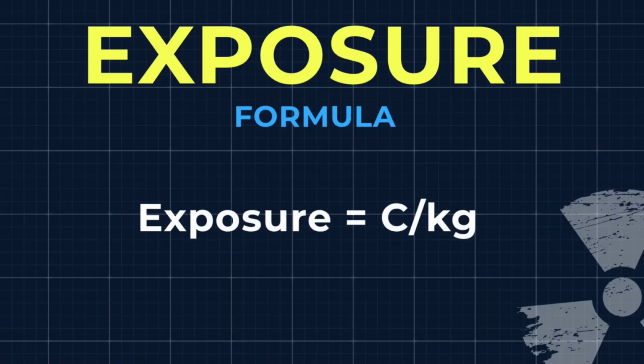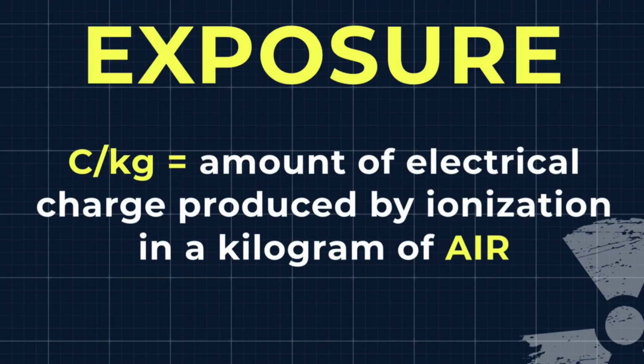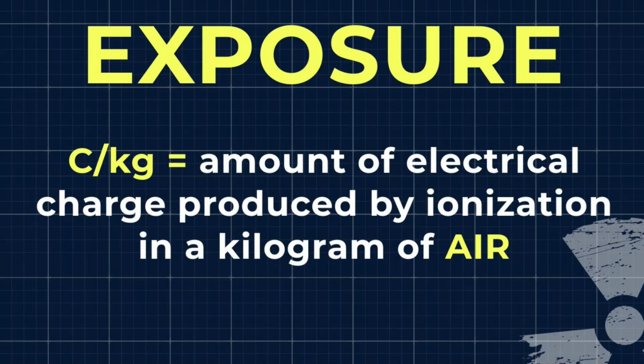Now, if we were to solve for exposure, the formula would be as follows. Exposure equals charge divided by mass of air, where the charge is measured in coulombs and the mass of air is measured in kilograms. Once we divide charge by mass of air, we're left with the exposure measured in coulombs per kilogram. So coulombs per kilogram tells us how much electrical energy was produced by ionization in a kilogram of air.